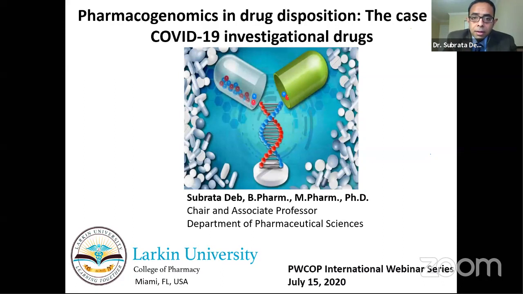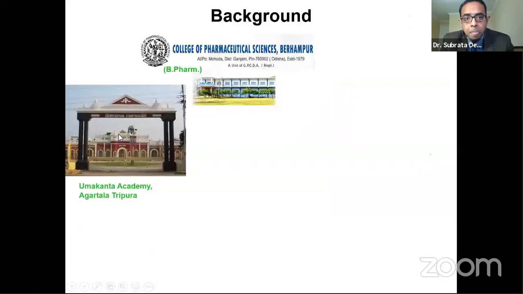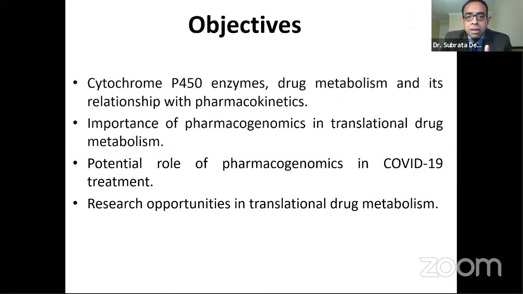So moving forward, the objectives of this talk will be, first, a very brief understanding of cytochrome P450 enzymes, drug metabolism, and its relationships with pharmacokinetics: how this superfamily of enzymes contributes to PK parameters. Then I'll introduce the importance of pharmacogenomics in translational drug metabolism, meaning how we can take it from the lab to the patient and vice versa. Then, the potential role of pharmacogenomics in COVID-19 treatment. And finally, what research opportunities are available right now in translational drug metabolism.